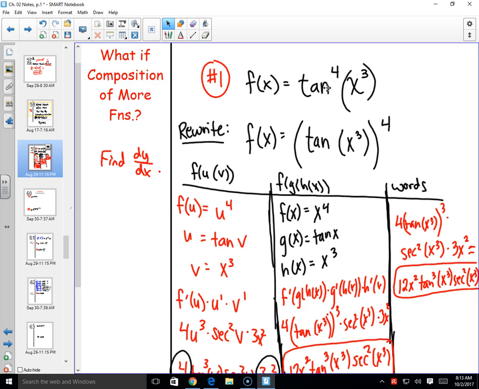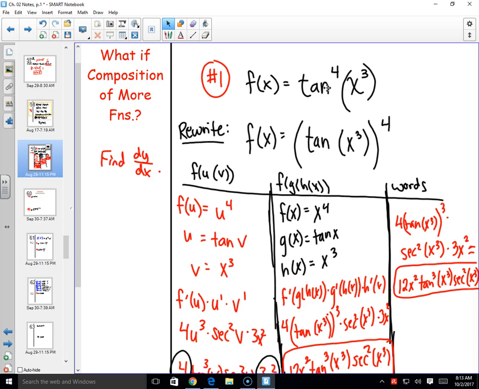As you guys noticed, we did do the u notation. First of all, we said f is u to the fourth. Why did I say that u is tangent of v? Because there's another inside. Good. So u is an inside, but v is another inside, because I did have the tangent inside the fourth, but I also had the x cubed inside the tangent. Good.